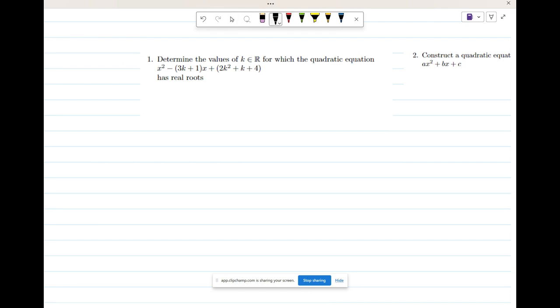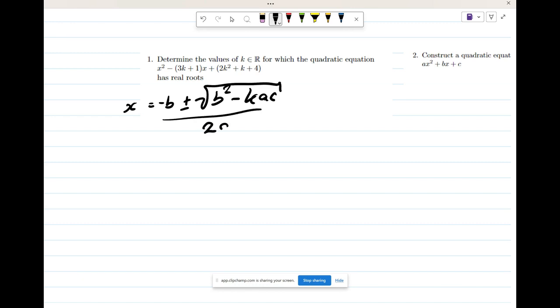So if we're trying to determine anything about the roots, we know we're dealing with the discriminant. That's b squared minus 4ac. And we know this comes from our roots being minus b plus or minus the square root of all this over 2a. And how we determine whether it's real roots is based on what's underneath this square root sign.